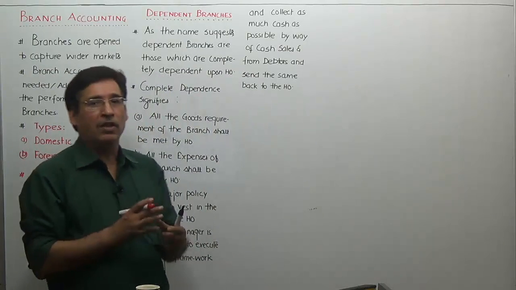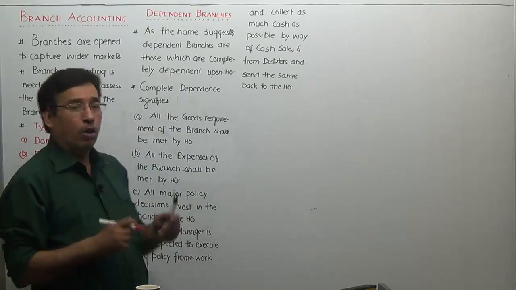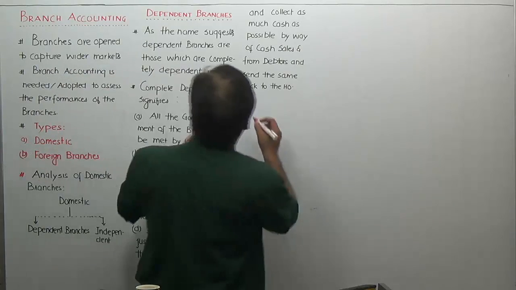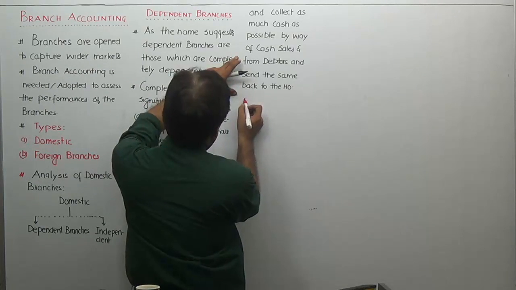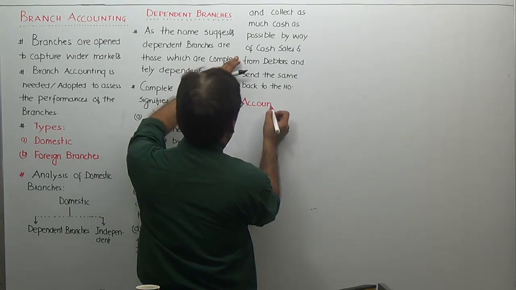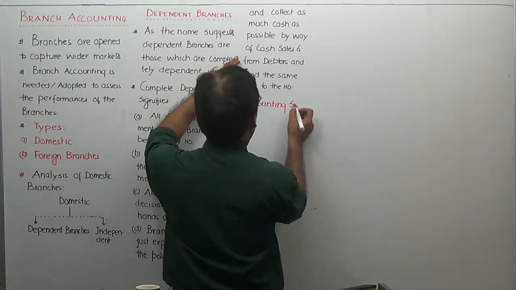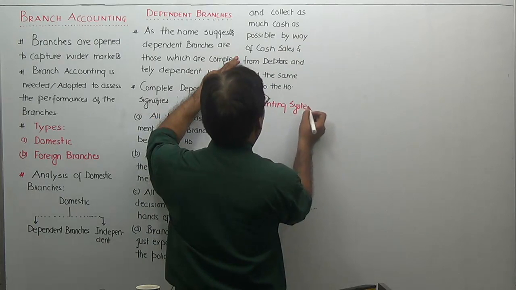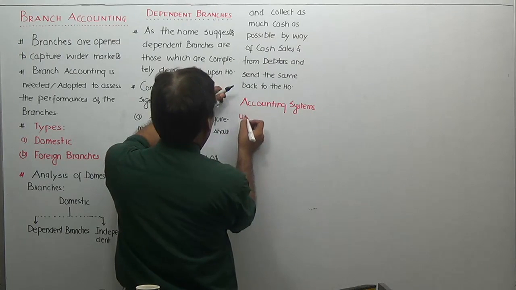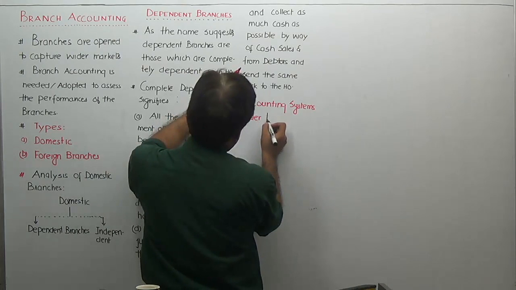Now, we would see later on that there are various accounting systems as far as dependent branches are concerned. Prominent among them is the debtor system, the stock and debtor system. Then we would see later on the wholesale branch system, also known as the branch final account system. So now, next one is accounting systems under dependent branches.